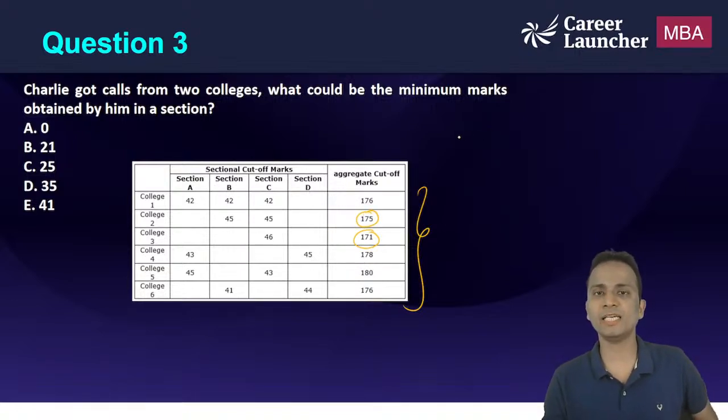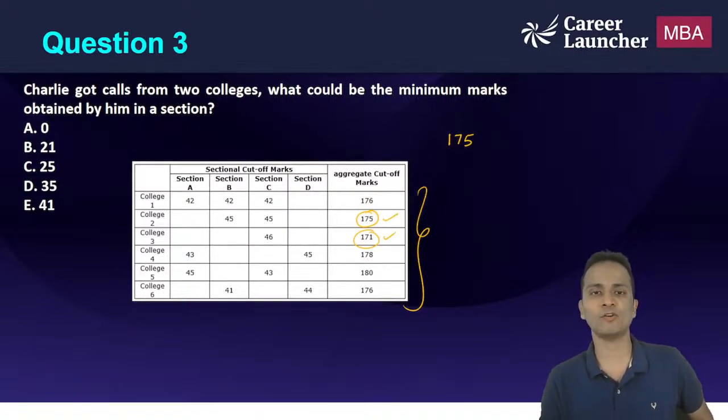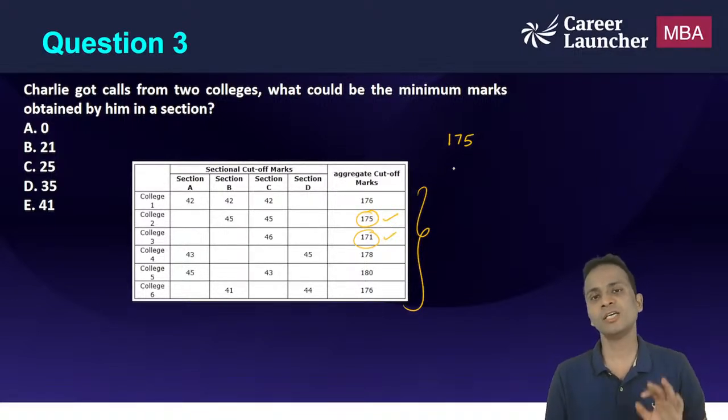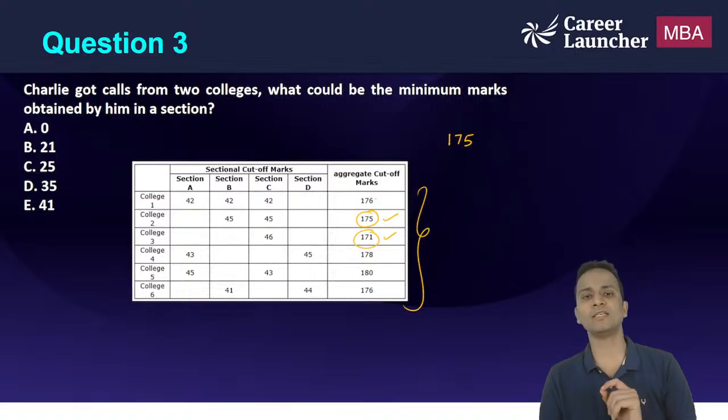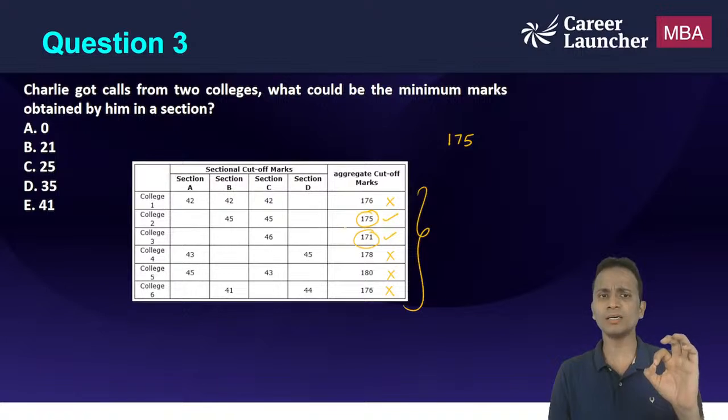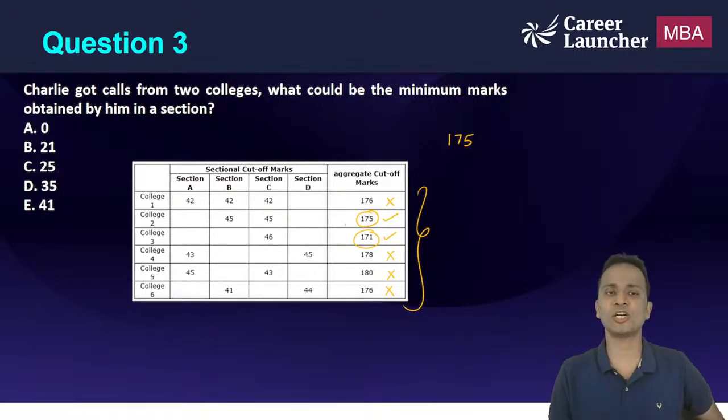So if Charlie gets a total of 175, then he will be able to manage the aggregate cutoffs of these 2 colleges and not any other college, right? So scoring 175 will ensure that he is not getting call from 1, 4, 5 and 6. He is getting calls from only 2 and 3. But 2 and 3 को से call आने के लिए he'll have to clear the sectional cutoffs as well. Okay. Now 175 score is fine.